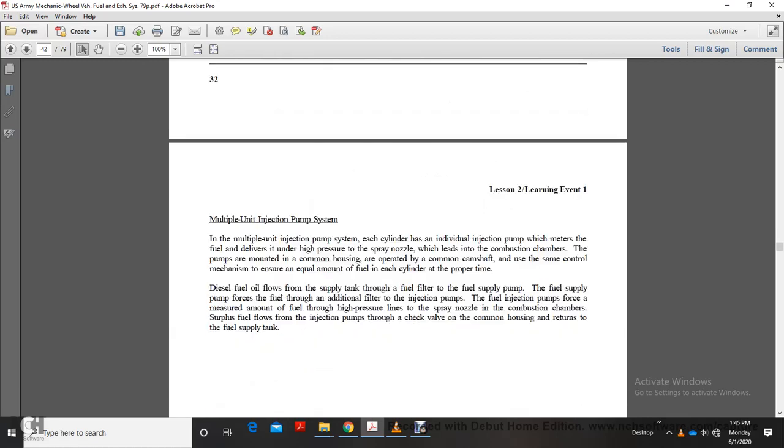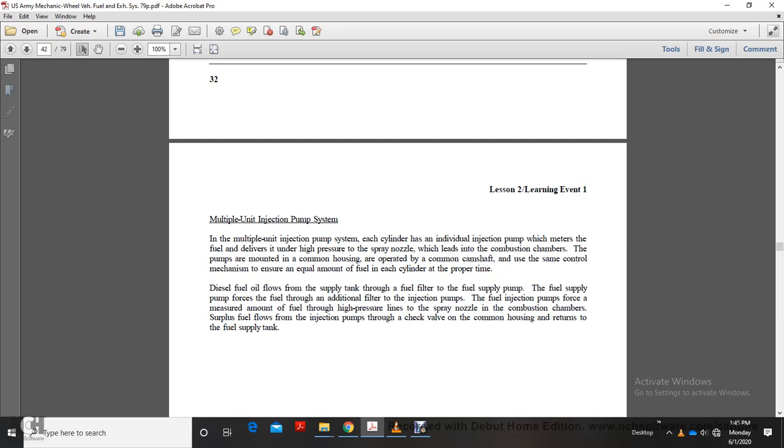Alright, your multiple unit injection pump. The multiple unit injection pump has an individual injection pump for each cylinder, which meters the fuel and delivers it to a high pressure spray nozzle that leads to the combustion chamber. The pumps are mounted in a common housing and operated by a common camshaft. They use the same control mechanism to ensure an equal amount of fuel to each cylinder at the proper time.